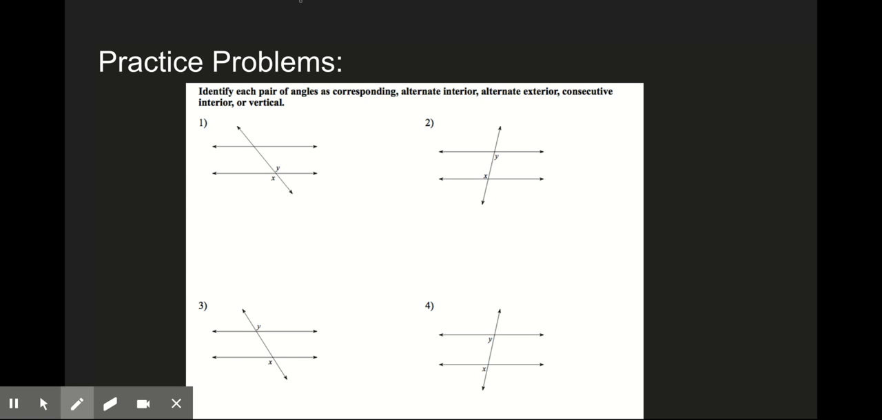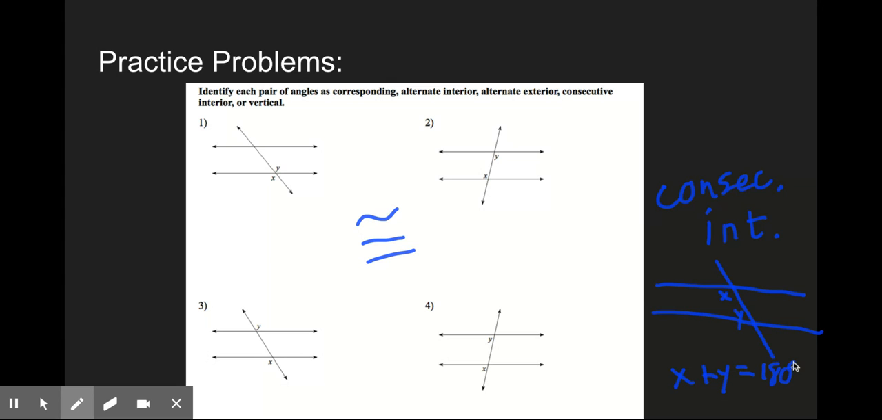Now, consecutive interior, okay, it's a pretty crucial one for us to have an understanding of, because all these examples here, vertical, both alternate interior and exterior, and then corresponding, what they have in common is that they lead to congruent angles. Consecutive interior is different. Consecutive interior is when we're dealing with these two. And with those, the relationship is supplementary. It's pretty important for us to have an understanding of.